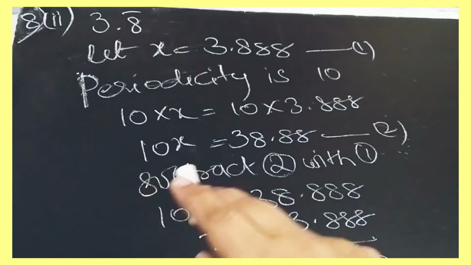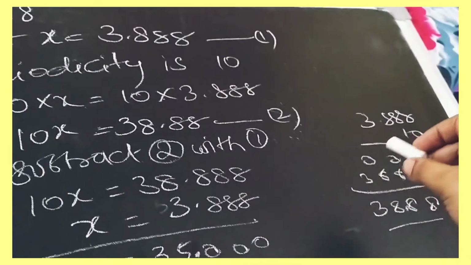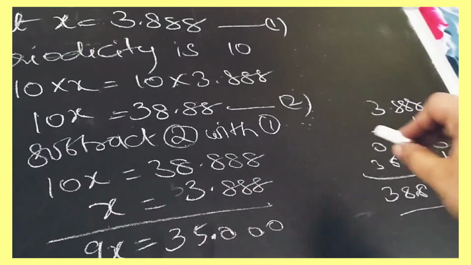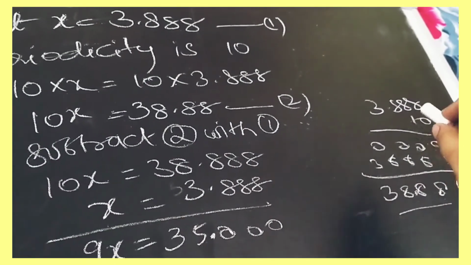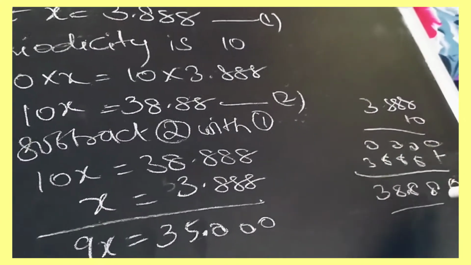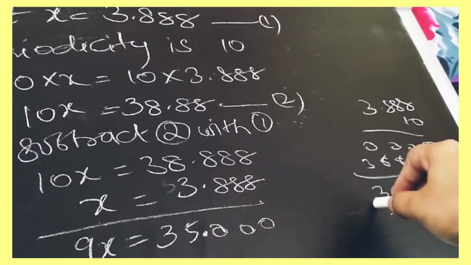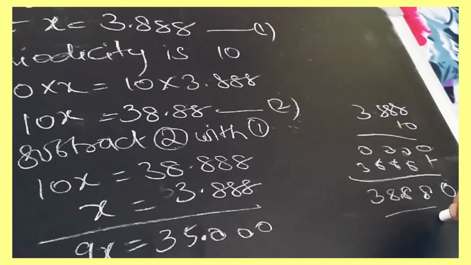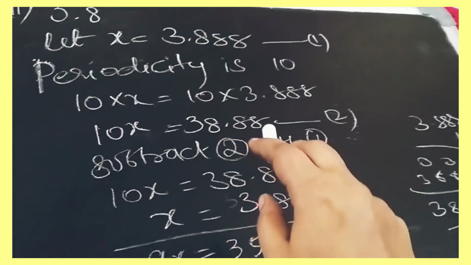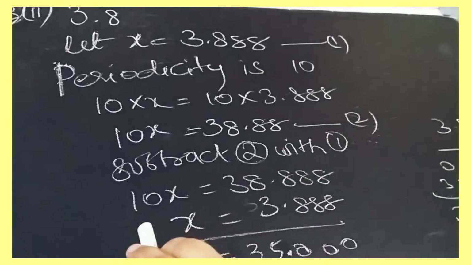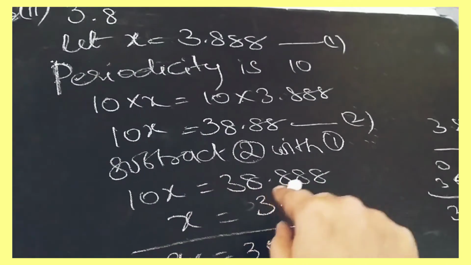So 10 into x is 10x is equals to, so 3.888 into 10 is 8 zeros are 0, 8 zeros are 0, 8 zeros are 0, 3 zeros are 0. Again 8 ones are 8, 8 ones are 8, 8 ones are 8, 3 ones are 3. So here 0, 8, 8, 8, 3 numbers we have to keep here point. It is 38.88. So 38.88 I am taking here. So subtract 2 with 1 again. 10x is equals to 38.88.